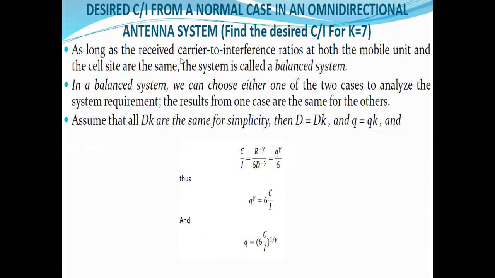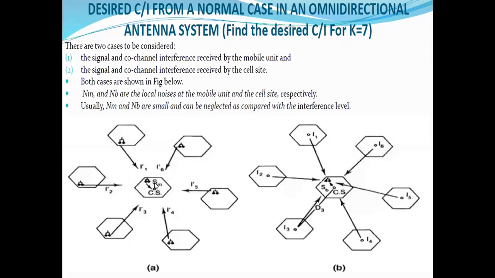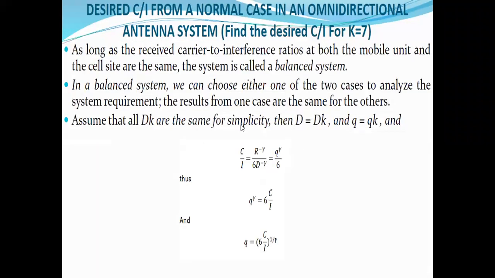As long as we are getting the same carrier to interference ratio in the mobile unit and at the cell site, in both cases, then this will be our balanced system. And in a balanced system, we can choose either one of the cases, this case or even this case, for analyzing purposes.